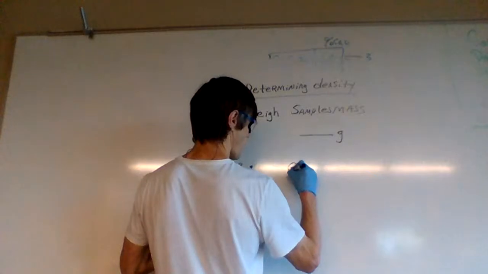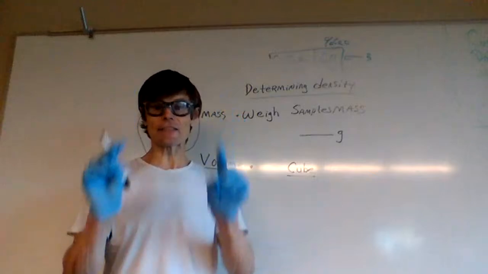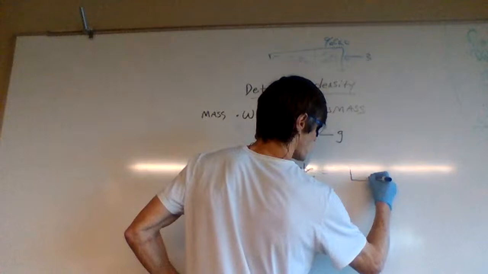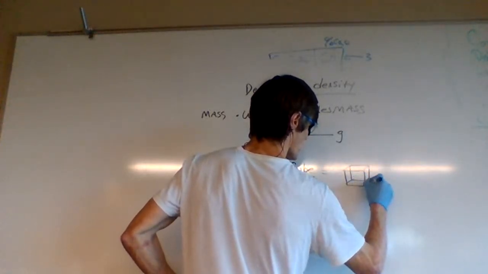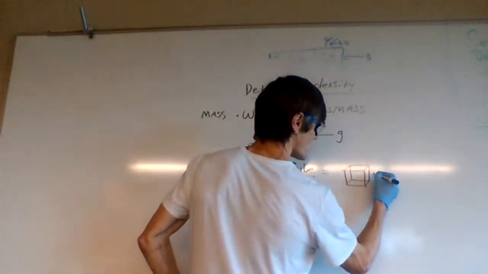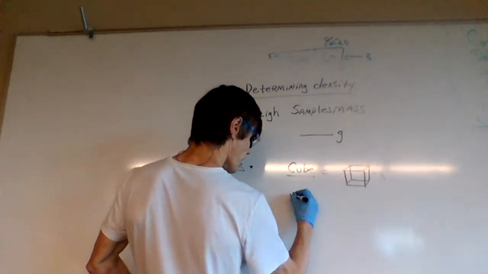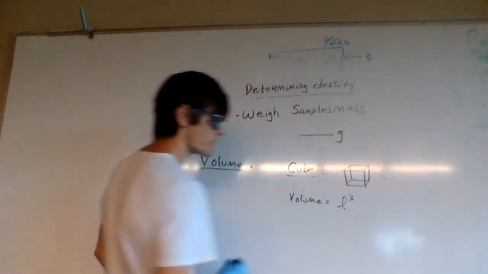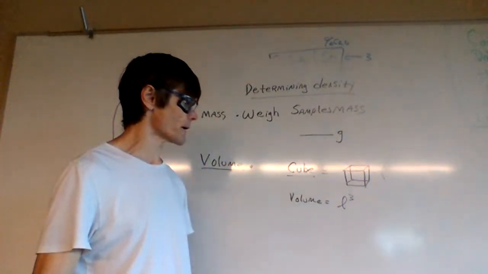One is a cube. A cube has exactly the same length sides. And here's my artwork. Not too bad. There's a cube. It's a perfect cube. All the sides have the same length. L is its length. The volume of a cube is taking the side of that length and cubing it, raising it to the power of 3.